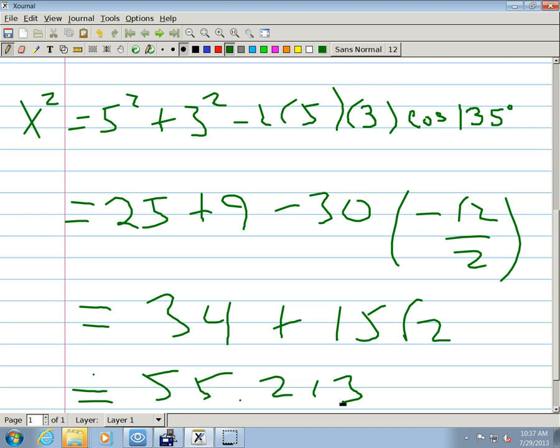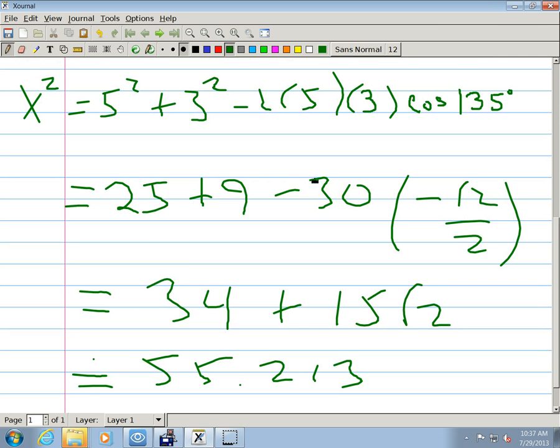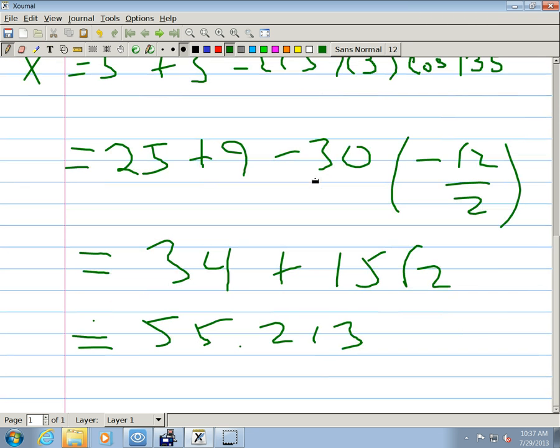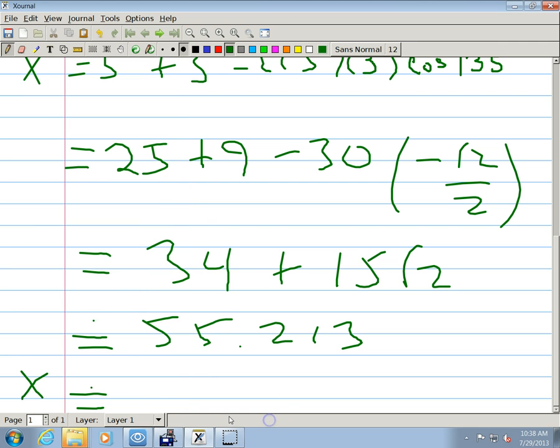Now, that's your x squared. I want the length of the vector, the magnitude of the net displacement, right, is x, not x squared. I got x squared. What's x? Square root that. Oh, okay. So square root that, and let's see what that is. Let's say x then is about, let's take the calculator. Let's do the square root of the answer we just had, and that's about 7.431.